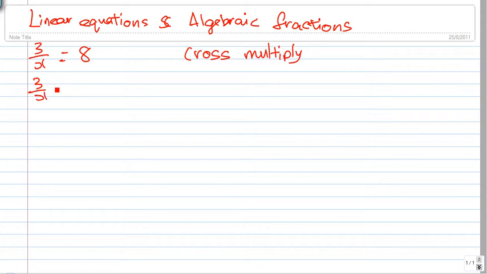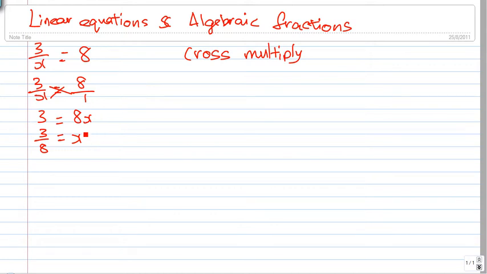3 over x equals 8, where 8 can be expressed as 8 over 1. So what you can do is take the numerator on the left hand side of this fraction and multiply it by the denominator of the other fraction, across the other side of the equation. So 3 times 1 is 3, and 8 times x you put on the other side of the equation, which is 8x. You really want to solve for x here, so x equals, you divide both sides by 8, you get 3 over 8.